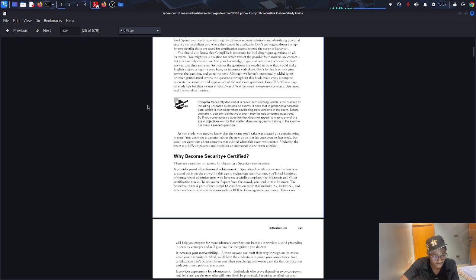The Security Plus exam is part of the CompTIA certification track that includes A Plus, Network Plus, and other vendor-neutral certifications such as RFID Plus, Convergence Plus, and more. I don't know about all this. These exams will help you prepare for more advanced certifications because they provide a solid grounding in security concepts and will give you the recognition you deserve.